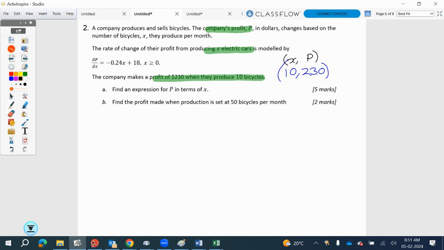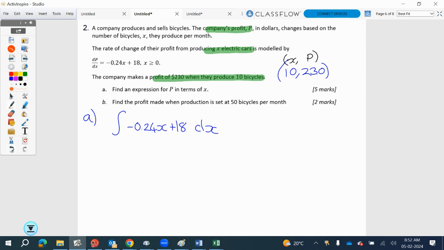So this is a typical question. It's one of the harder type questions. It's an integration question. I think you had one like this on your semester exam. What we need to do for this one is find the original function given the derivative. So we start off by integrating. We've got to find the integral of minus 0.24x plus 18 with respect to the variable x.